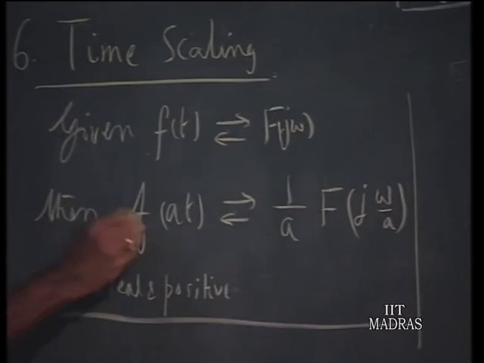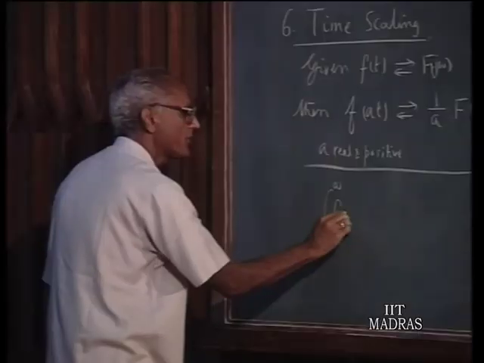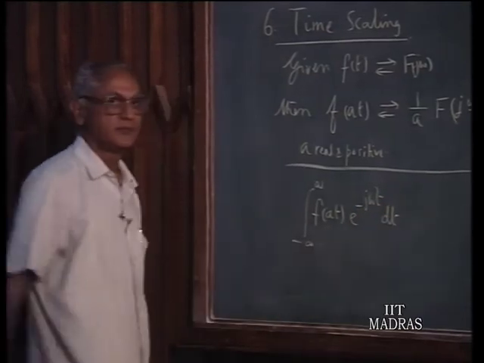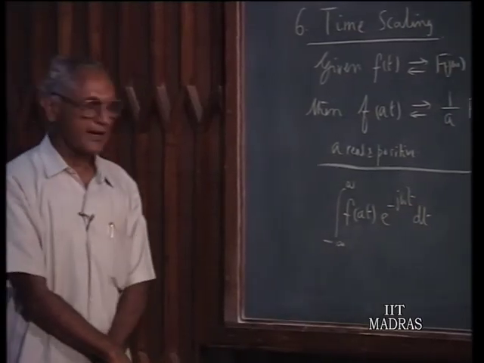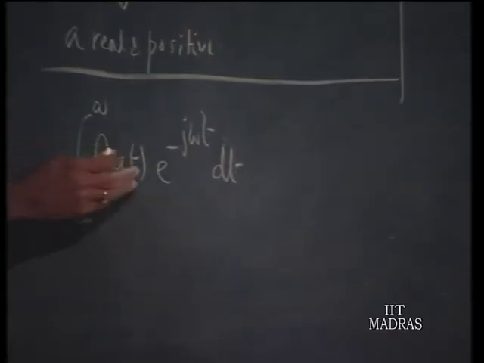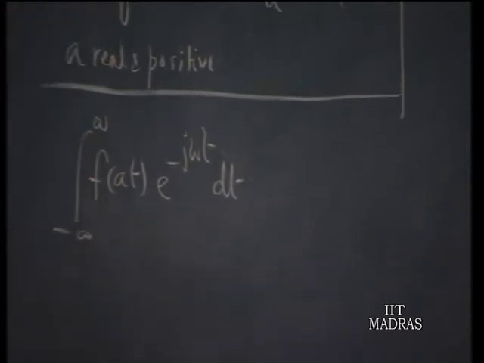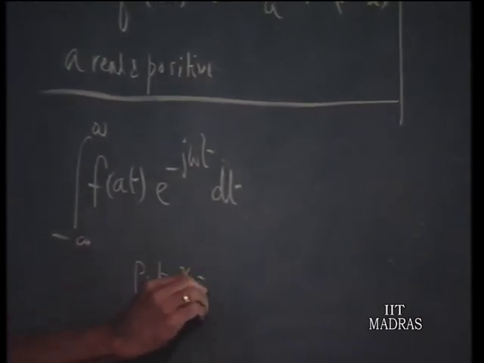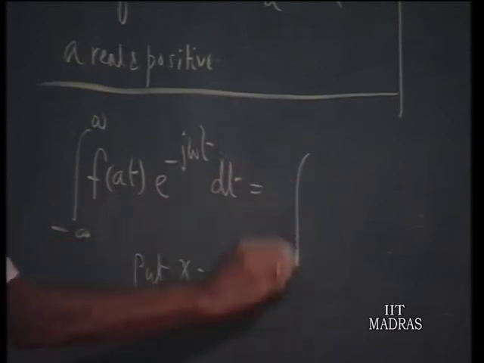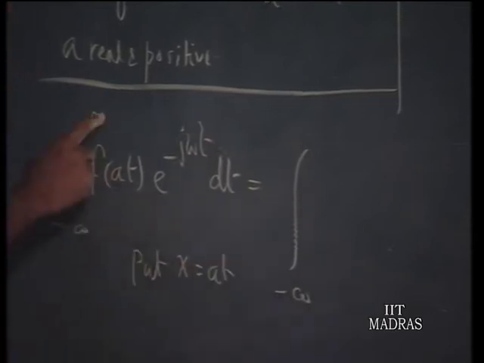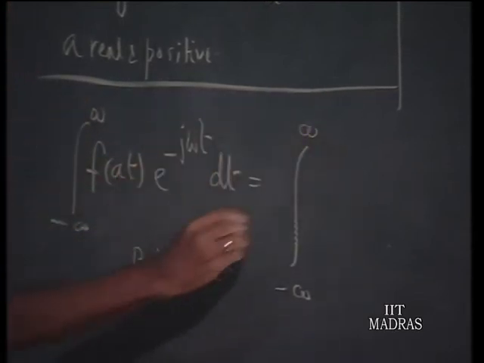Proof is again straightforward. We take the Fourier transform of f of a t, which is the integral from minus infinity to plus infinity of f of a t e to the power of minus j omega t dt. Now, by this time you must have got an idea of how to go about this. You must substitute some x for a t, so that we will try to bring this into a form which we can compare with the Fourier transform of f of t. Therefore, if you substitute x for a t, then when t becomes minus infinity, x also becomes minus infinity. When t becomes plus infinity, x also becomes plus infinity.